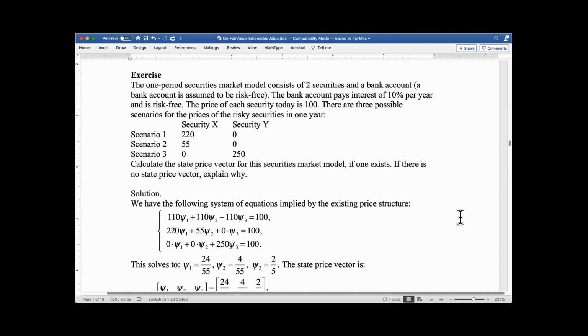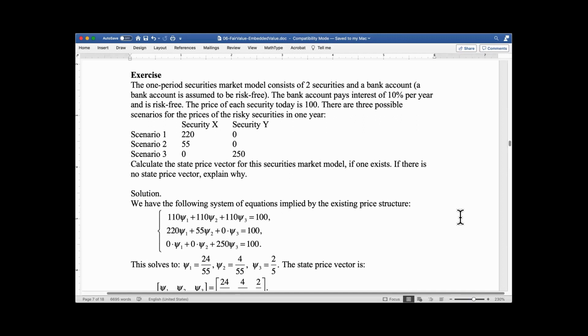There are three possible scenarios for the prices of the risky securities in 1 year. In the real world, it's not three, it's thousands, but if you can write them out, you should be able to calculate things. So scenario 1, security X pays 220 and security Y pays 0. Scenario 2, security X pays 55 and security Y pays 0. In scenario 3, security X pays 0 and security Y pays 250. The price of each of those is 100.